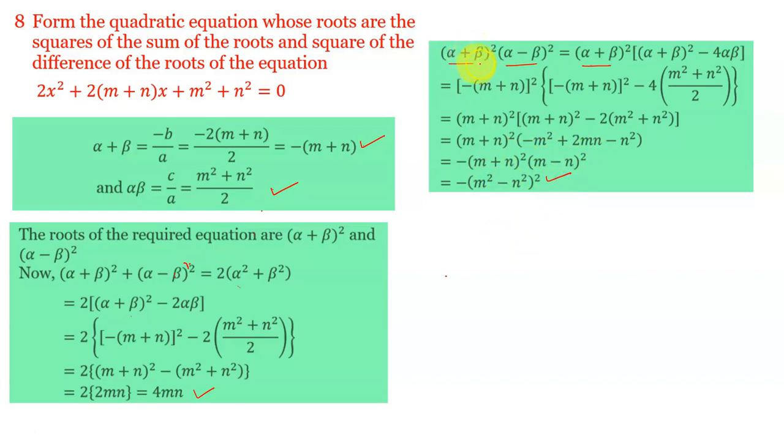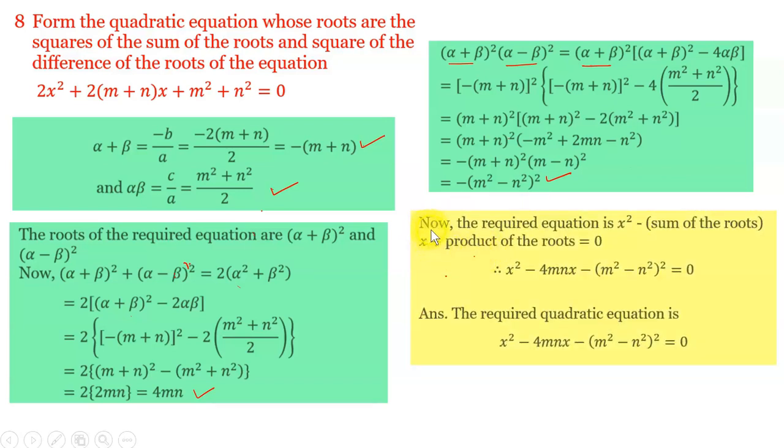And this is the value of the products of the roots. Sum of the roots we got here plus 4 times mn, and here the products of the roots. Now we'll form the quadratic equation. Now the required quadratic equation is x square minus sum of the roots into x plus products of the roots, and that's equals to 0.